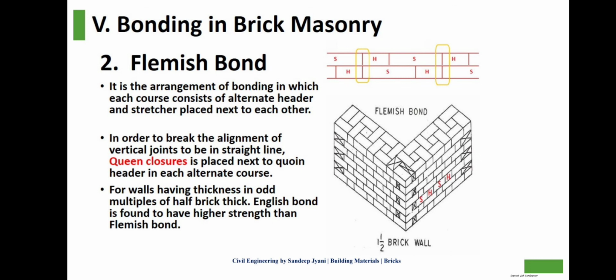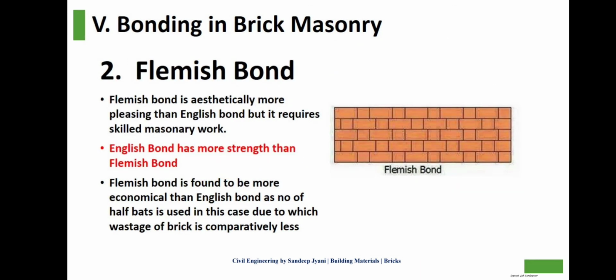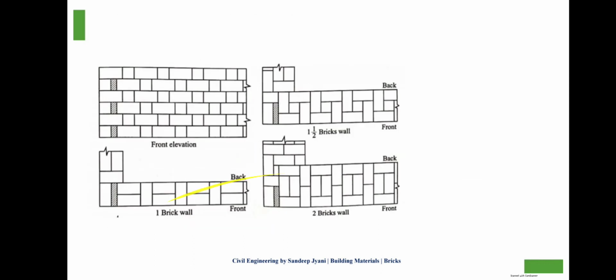English bond is found to have higher strength than Flemish bond. Flemish bond is aesthetically more pleasing than English bond, but it requires skilled masonry work. English bond has more strength than Flemish bond. Important topic: Flemish bond is found to be more economical than English bond, as a number of half bats are used in this case, due to which wastage of brick is comparatively less.